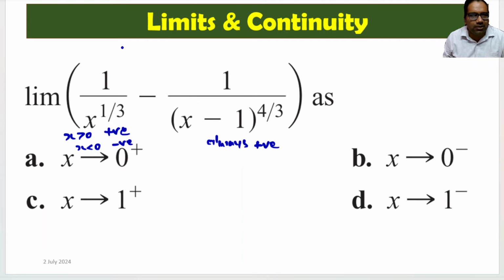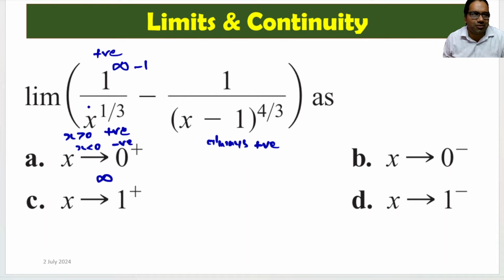What will happen with these two terms when x tends to 0 plus? This is positive, and this is 1 by 0, which is equal to plus infinity. Then minus of 1 by (0 minus 1), this is minus 1, again whole power 4 by 3, which is equal to plus 1. So plus infinity minus 1 is equal to plus infinity only.